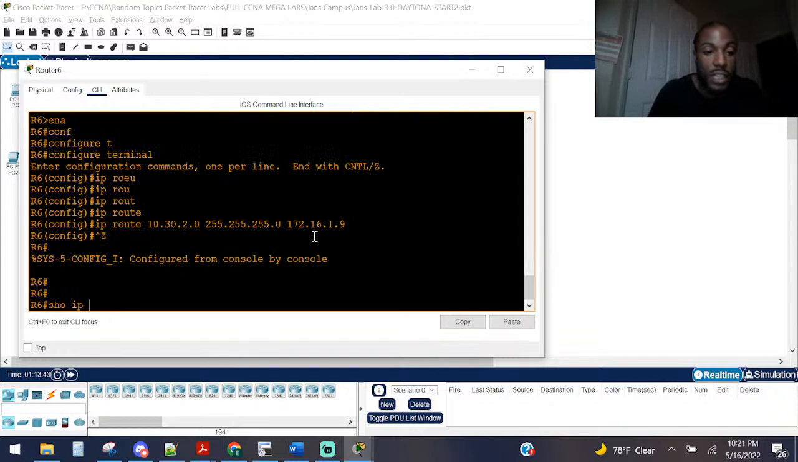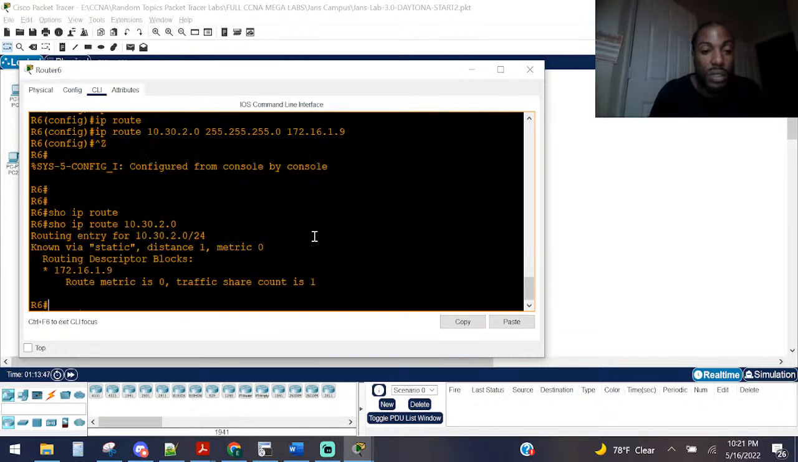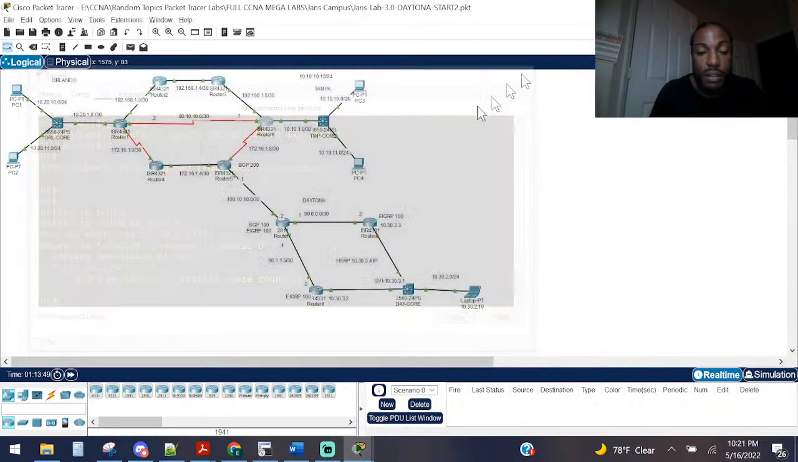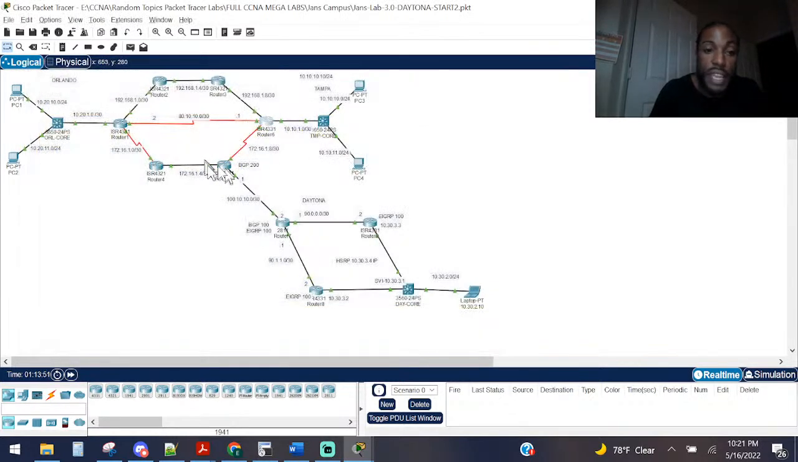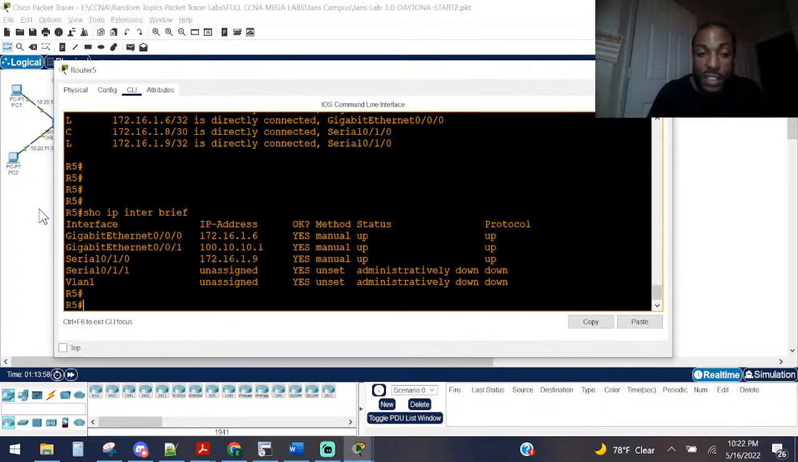Do I have a route to get there? I should. Show IP route. 10.30.2.0. It is the next hop, the static route. So now we need a static route going that way. And then the problem got to lie somewhere on router 5, and we're going to put our network engineer detective hats on to figure that out, right?